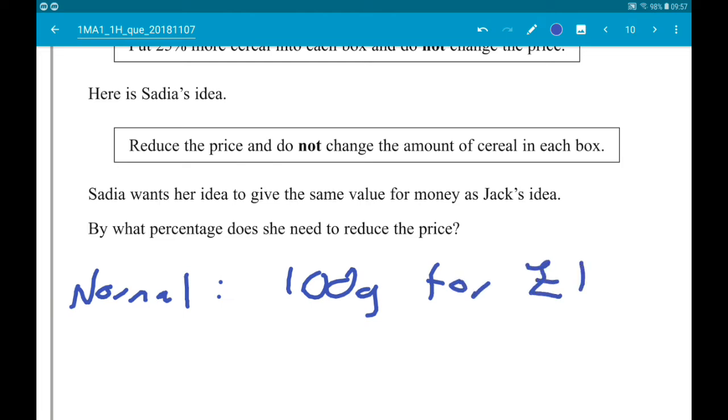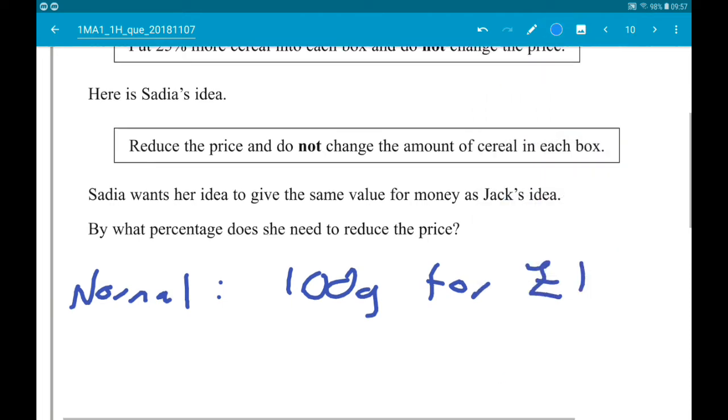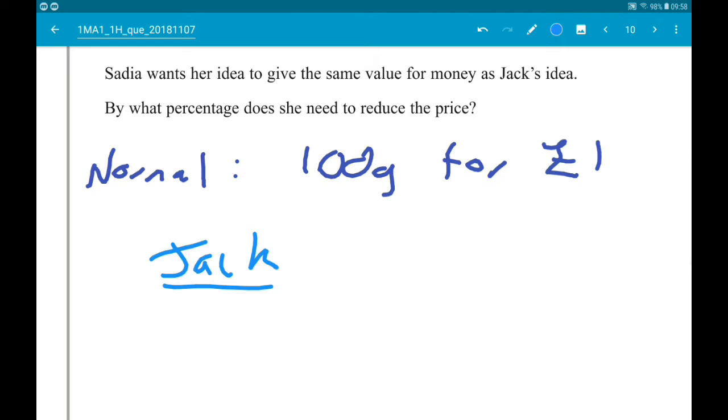Okay, now then, by Jack's offer, Jack wants to increase the amount of cereal by 25%, but not change the price. So with Jack, we are going to get 125 grams for £1.